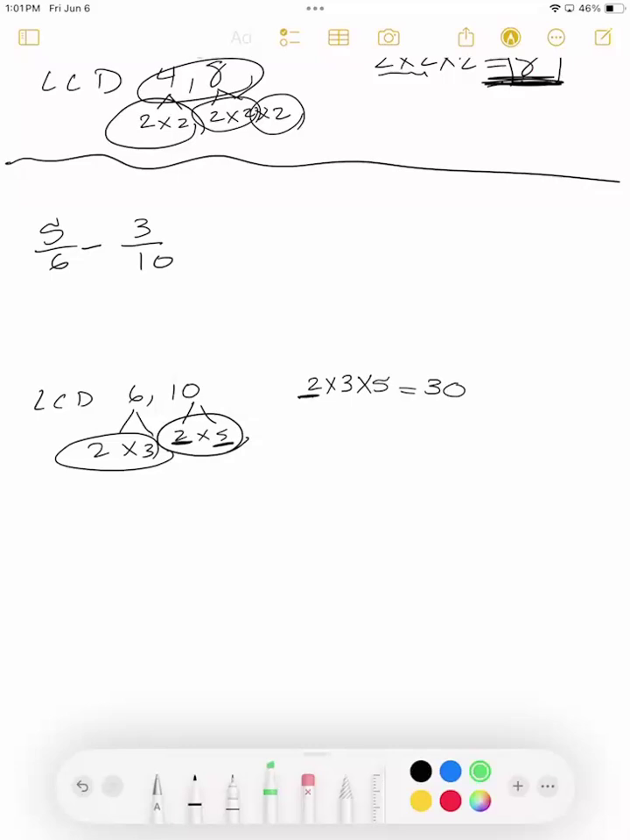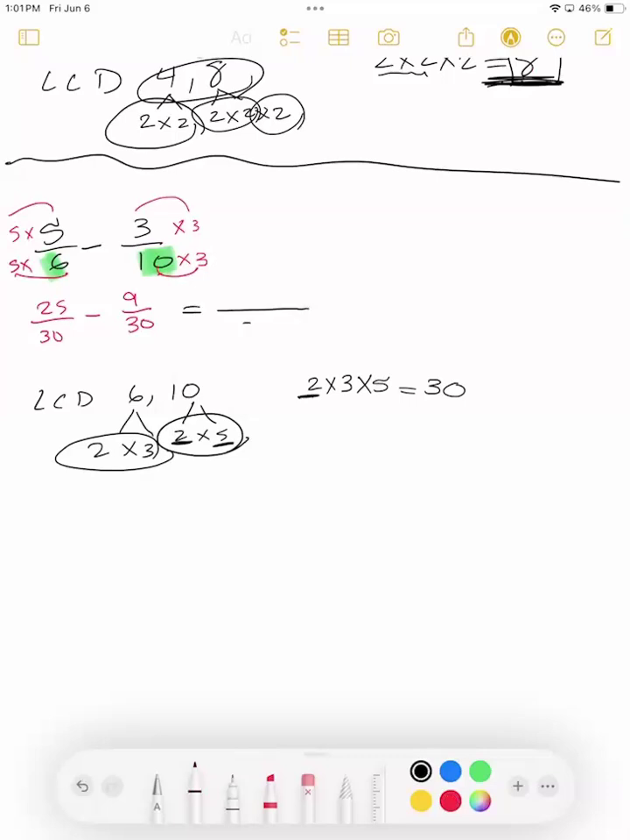So I want this denominator to be 30, and I want this denominator to be 30. To turn this one to 30, I have to multiply it by 5. But I have to multiply the top by 5. So 5 times 5 is 25. 5 times 6 is 30. To get this denominator to become 30, I have to multiply it by 3. Top and bottom by 3. 3 times 3 is 9. 10 times 3 is 30. Now they have the same denominator.